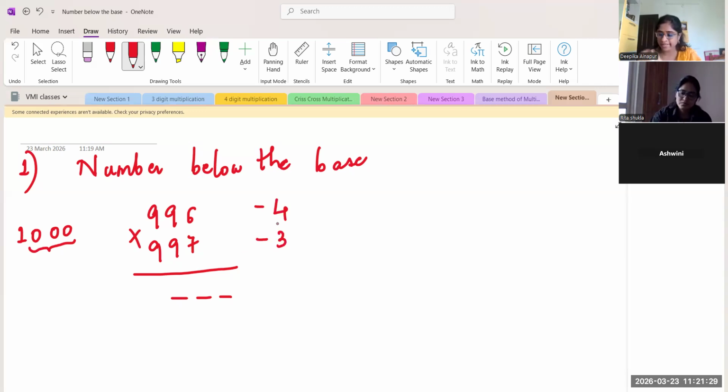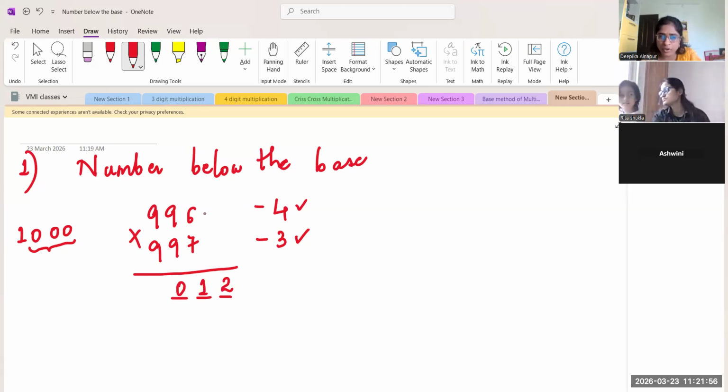Now the next step, as I have told, is to multiply the differences. These are the differences. You should multiply these two differences. -4 into -3 will be +12. So I should write it as 0, 1, 2. Got it? That's the reason we have put those places, because the number of digits in the RHS must be equal to the number of zeros present in the base. So I have taken it as 0, 1, 2.